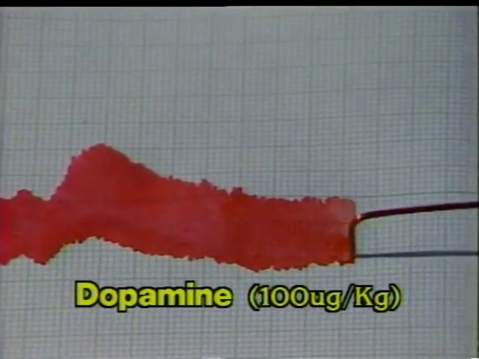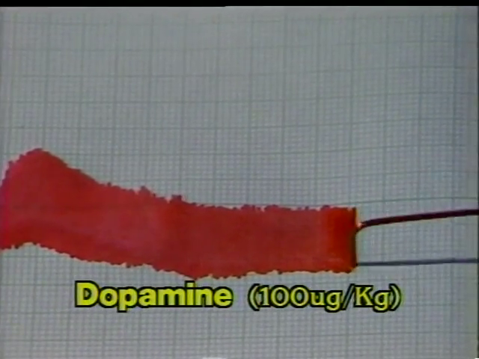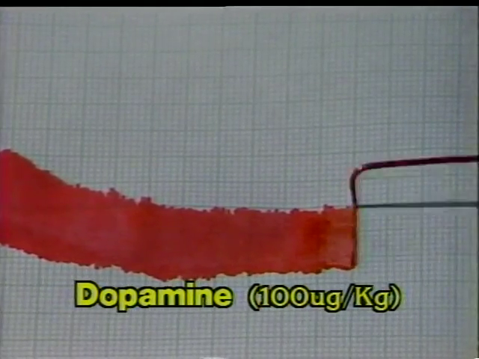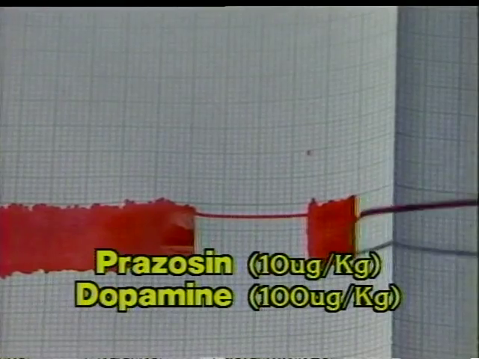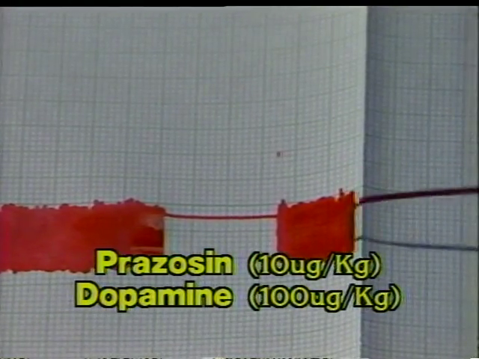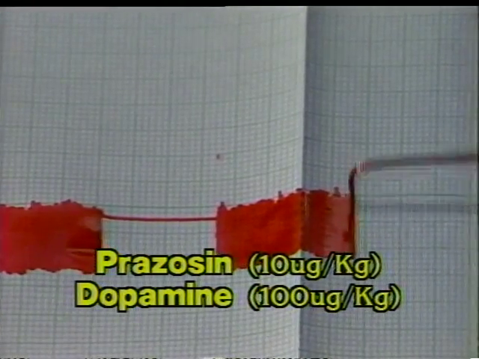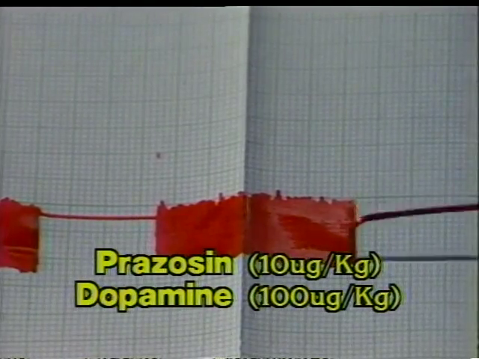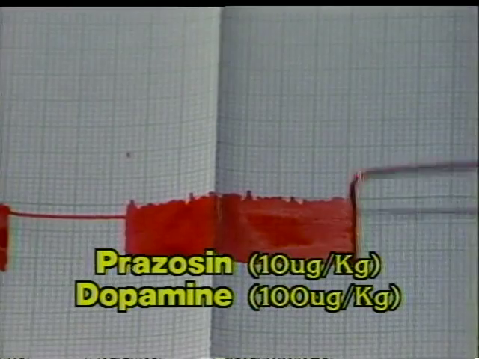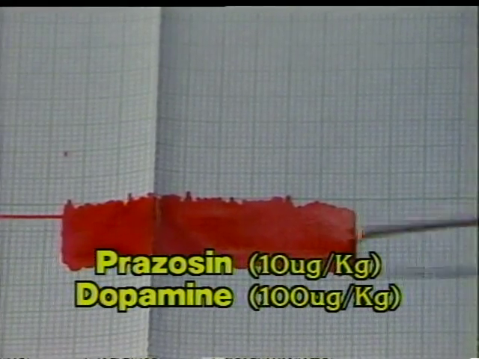When this alpha-mediated vasoconstrictor response is blocked with an alpha antagonist, for example prazosin, we can then demonstrate that dopamine will induce vasodilatation. Thus, following an injection of prazosin, 10 micrograms per kilogram, which was followed by dopamine, 100 micrograms per kilogram, we would expect the alpha-1 receptors to be blocked, and dopamine can now act as a vasodilator on the specific dopamine receptors on the renal and splanchnic vessels.